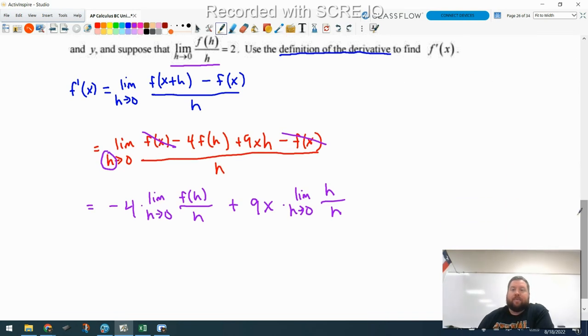All right, so last step is to apply this last property they told me about right here. This limit's equal to 2. So I have negative 4 times 2 plus 9x. And then this limit, h and h cancel. So that's a 1 on the inside, and the limit of a constant is equal to that constant. So that's times 1. So our final answer, if we simplify and rearrange a little bit, would be 9x minus 8.